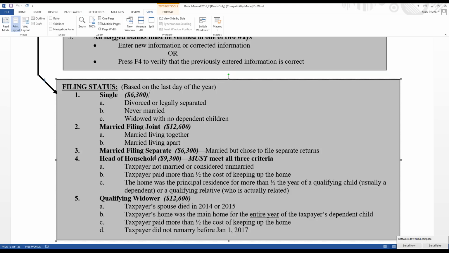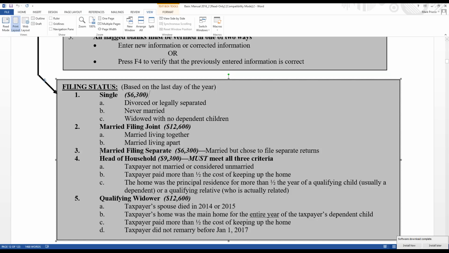And when we talk about some more of the credits that people are entitled to, sometimes they can't get those credits if they do a married filing separate return, but they are eligible for them if they do head of household. So head of household filing status is very important. You need to understand it because we do a lot of tax returns with head of household filing status.